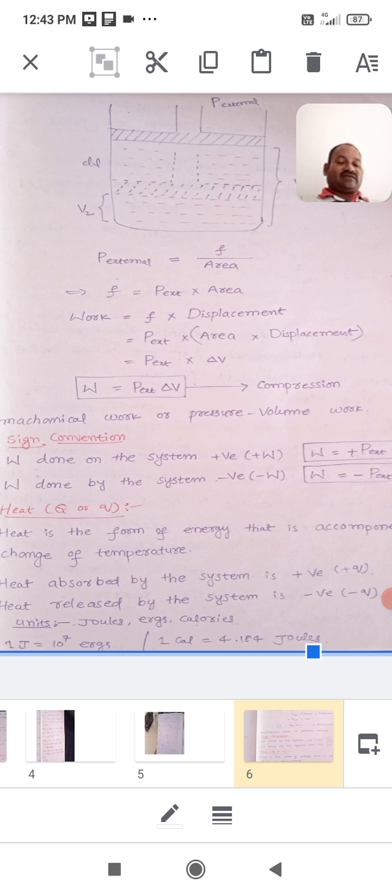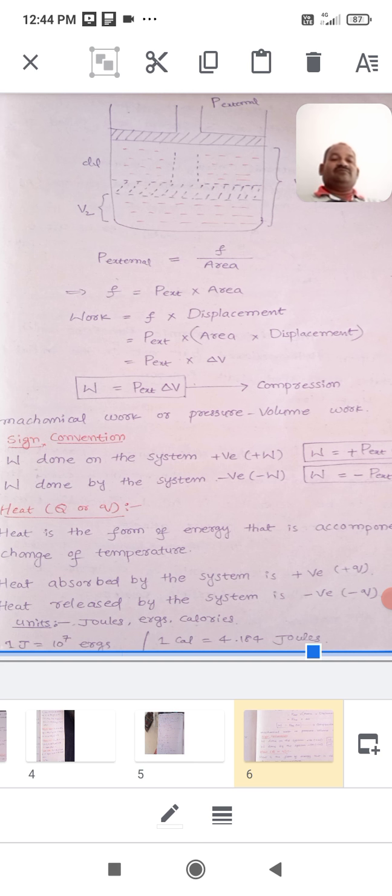Heat, q. Heat is the form of energy that is accompanied by change of temperature. Heat absorbed by the system is positive, that is q. Heat released by the system is negative. Units: joules, ergs, calories. 1 joule is equal to 10 to the power 7 ergs. 1 calorie is equal to 4.184 joules.